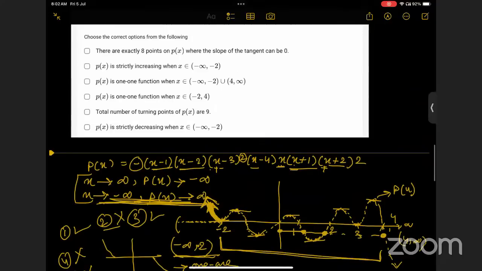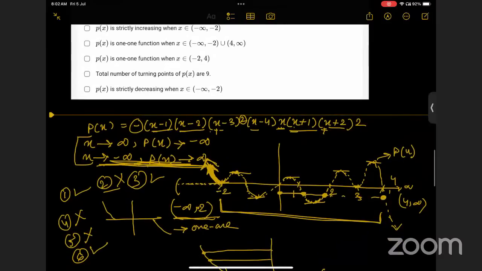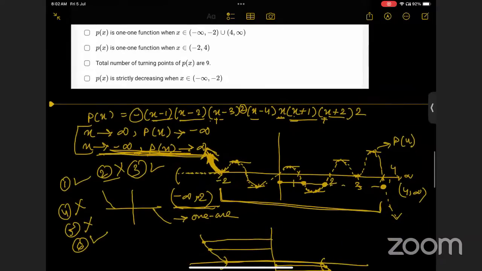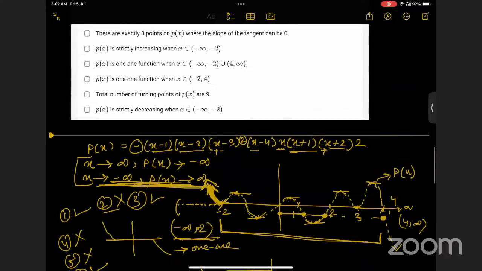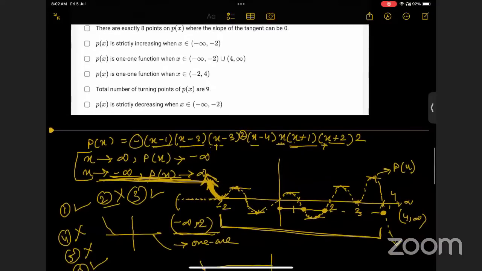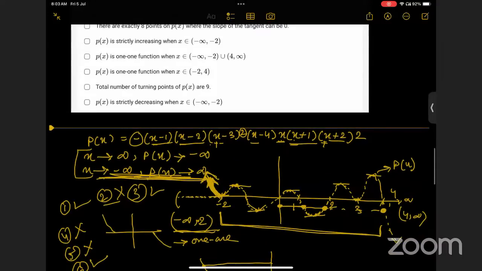So is it okay now? Using the horizontal line test, you can find out whether it is one-one. Yeah, you can do that also. In this process also you can do it. So I think you don't have a problem with the other options, right?